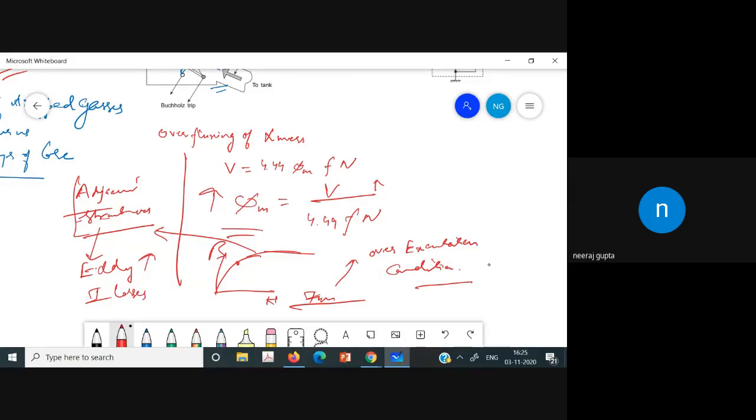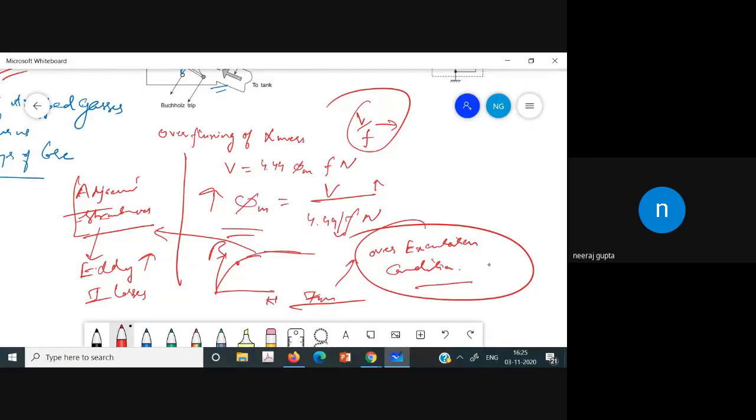Such an operating condition cannot be allowed continuously for a long time, because the transformer should be tripped if prolonged overexcitation is there. Overexcitation can also occur at low frequency. If the frequency is low, the same condition can occur. So to keep the working flux within the permissible limit, the V by F ratio must not exceed the permissible limit.